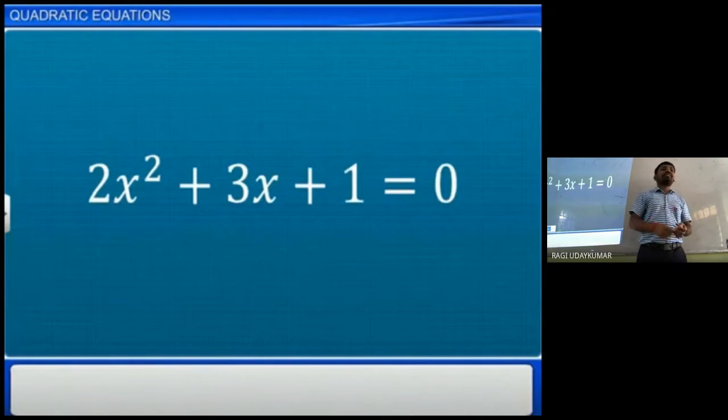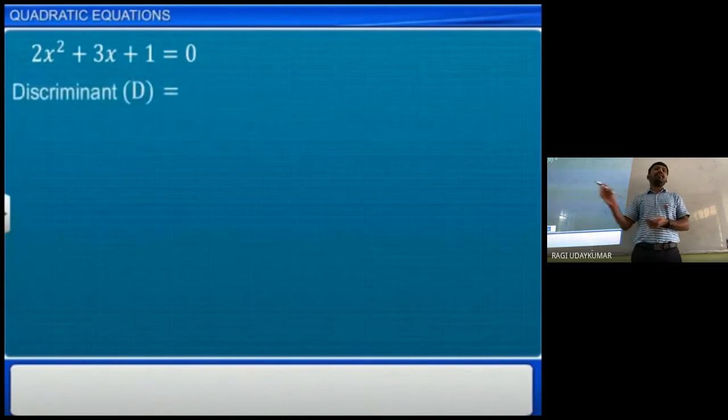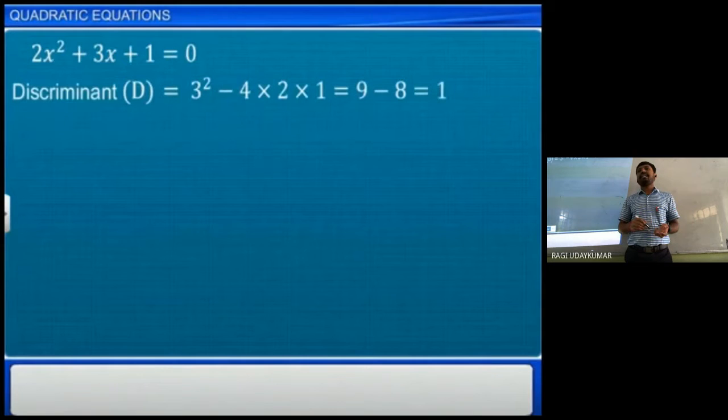Okay. So now let us consider one quadratic equation, that is 2x square plus 3x plus 1 equal to 0, and find out the discriminant of this. So now we are going to get 9 minus 8 is equal to 1. Here in this case it is greater than 0.